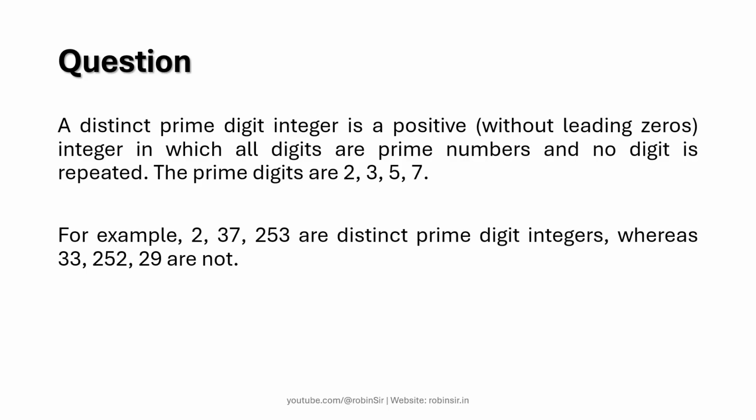And we know that the prime digits are 2, 3, 5, and 7. So these are the examples: 2, 37, 253. These are examples of distinct prime digit integers, whereas 33, 252, 29 are not.